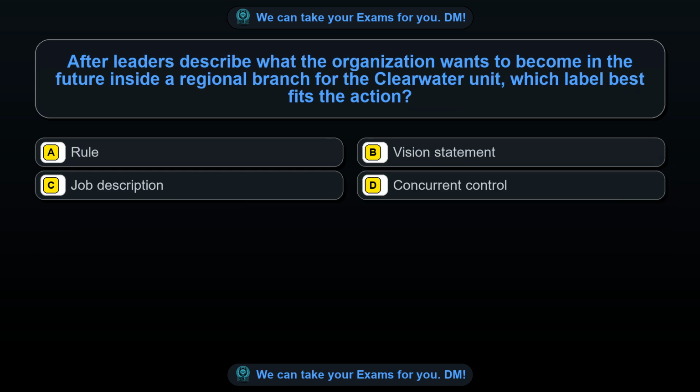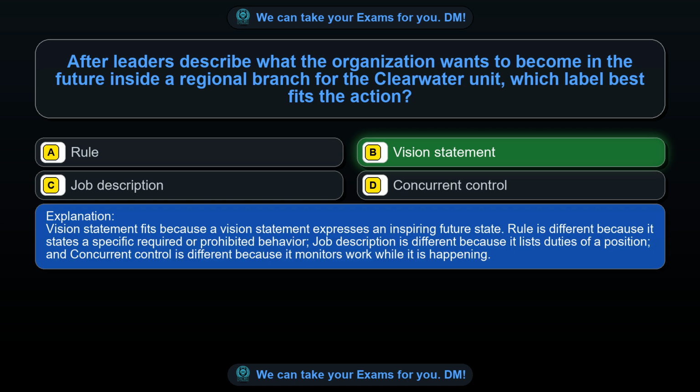Question 13. After leaders describe what the organization wants to become in the future inside a regional branch for the Clearwater unit, which label best fits the action? Option A, role. Option B, vision statement. Option C, job description. Option D, concurrent control. The correct answer is option B, vision statement.